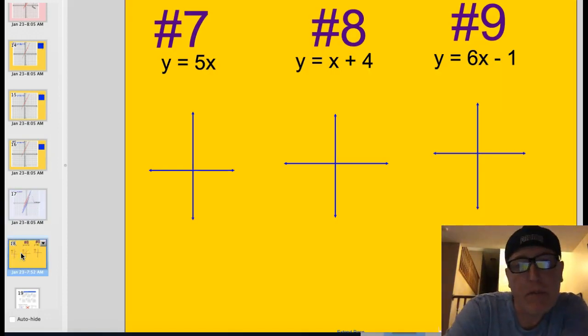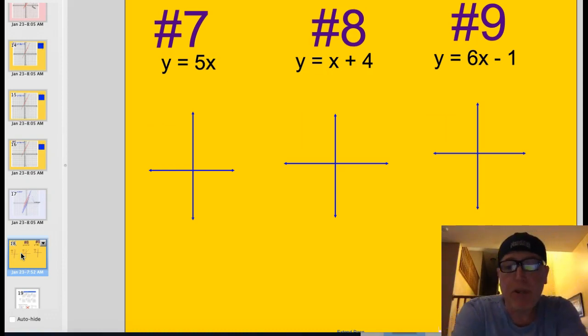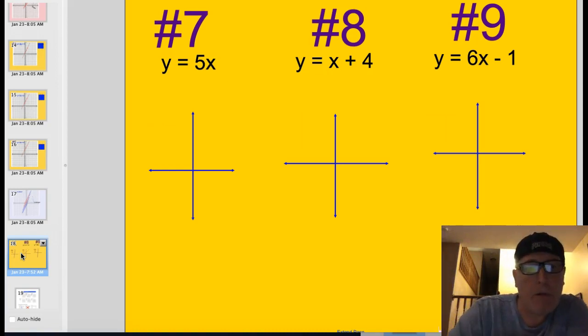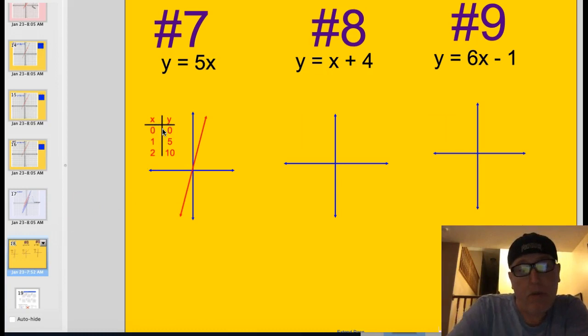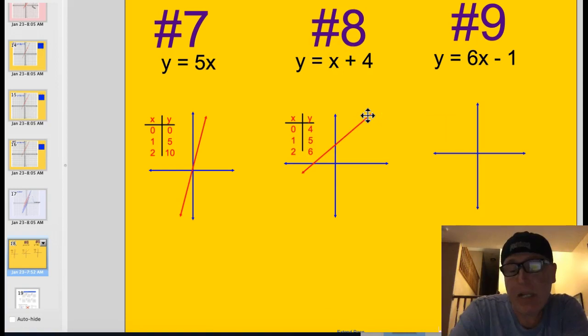Last 3 problems, 7, 8, 9. Make a quick table. Graph them yourself. All right, 5x, that's going to be really super steep. It'll be something like that. Just a quick little graph. This one, ooh, y-intercept of plus 4. So that's going to look something like this. It's just a slope of 1, so it's kind of at a 45-degree angle going up there. Again, these are just quick little sketches.